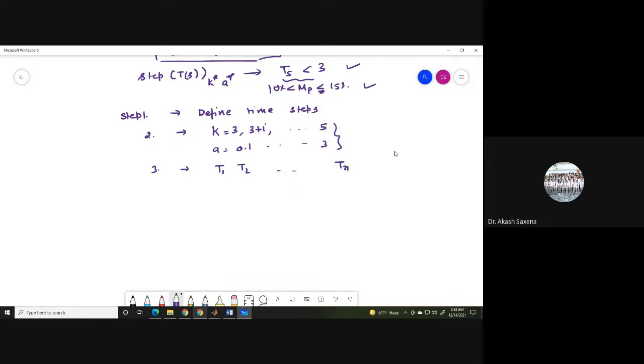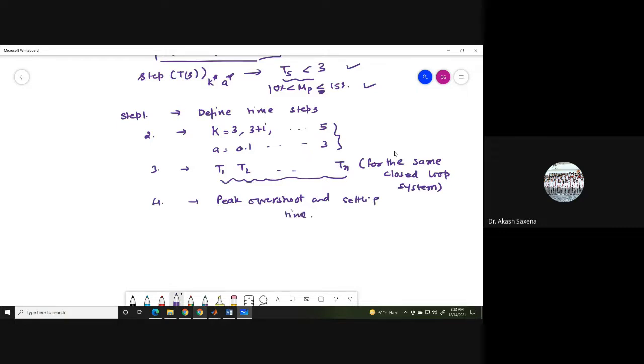Suppose there are n combinations of these, so we will construct n types of transfer functions for the same plant model, for the same closed loop system. So these plant models are fine. And then in the fourth step, we will calculate the peak overshoot and settling time.